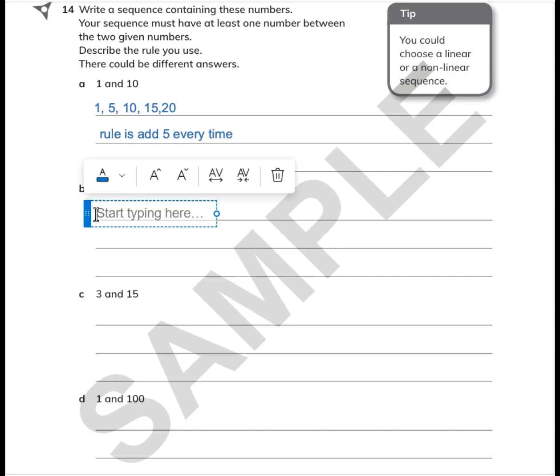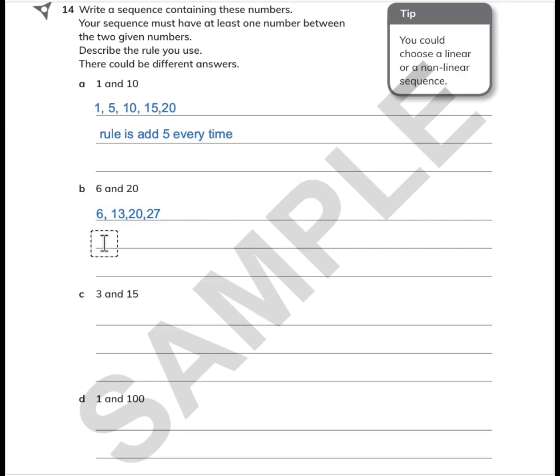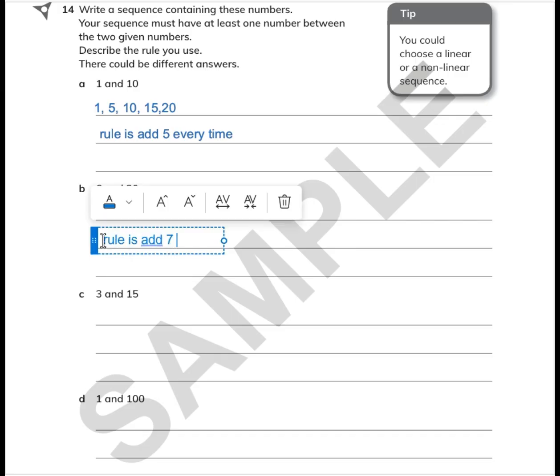Now here we will use these two numbers, 6 and 20, and we also have to use at least one number that comes in between 6 and 20. So we will use 6, 13, 20, 27. So here what are we doing? What is the rule? The rule is add 7 every time.